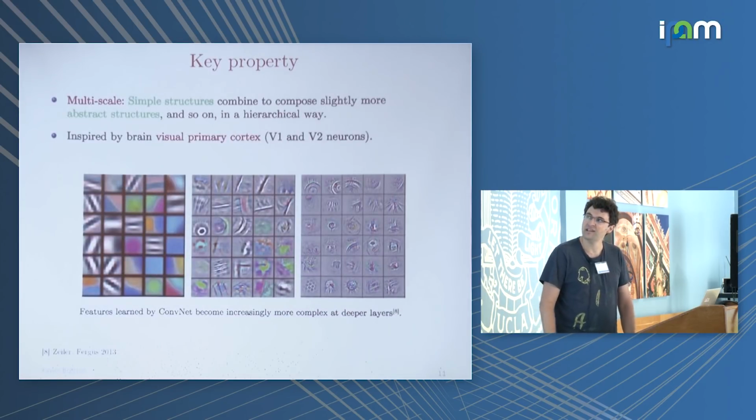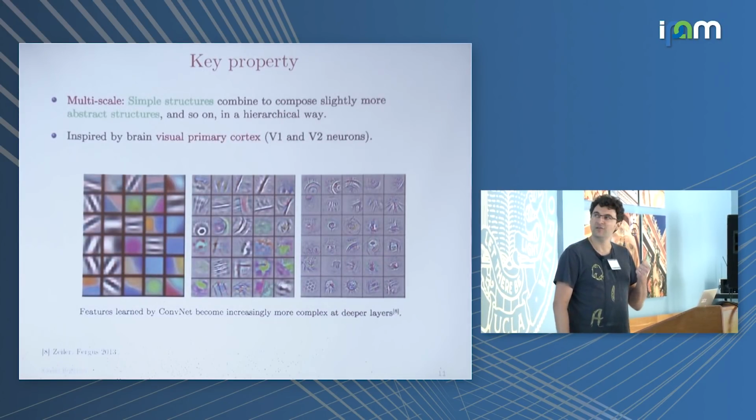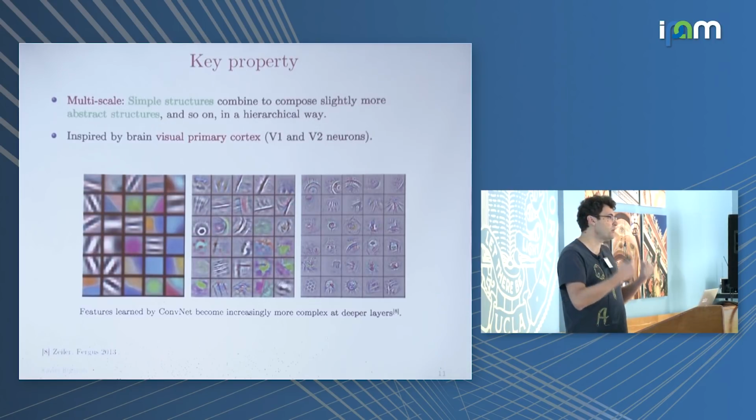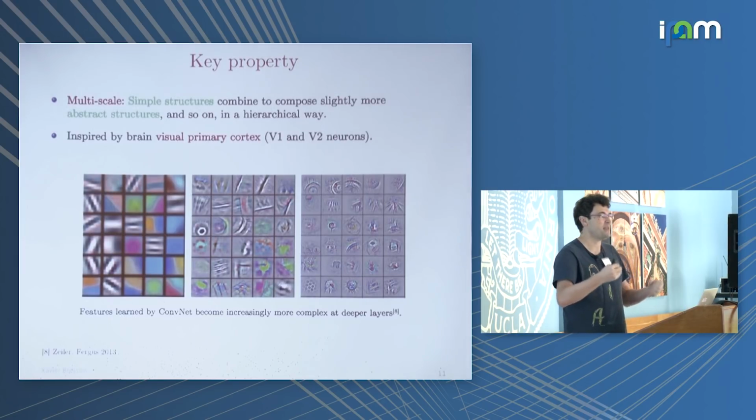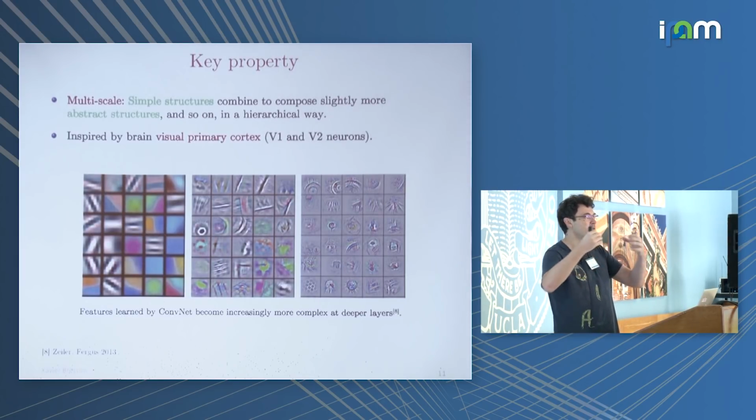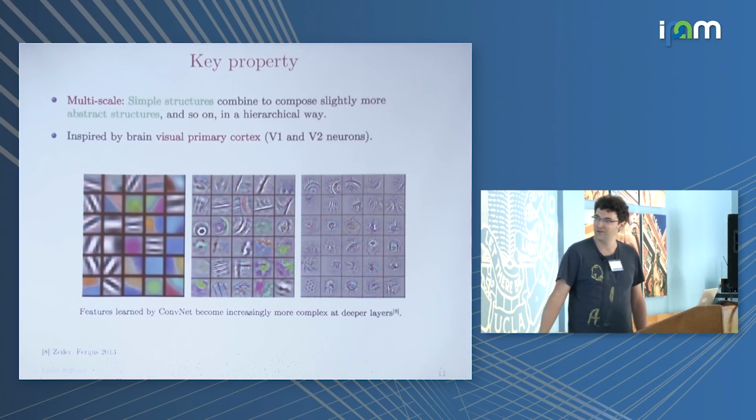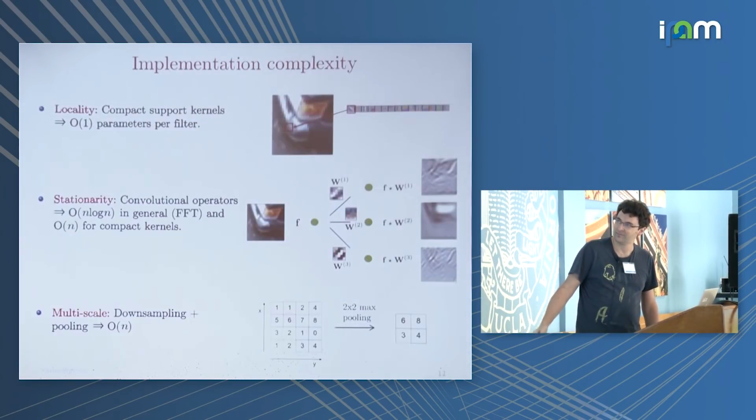The last property is multiscale. The idea is we start from simple structures and then we compose these simple structures to create a little more abstract structures, and then we keep going, composing more and more abstract structures. Okay, so this is it.